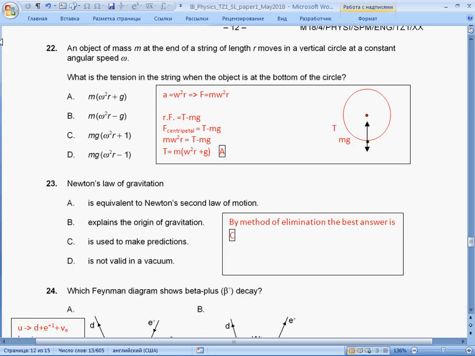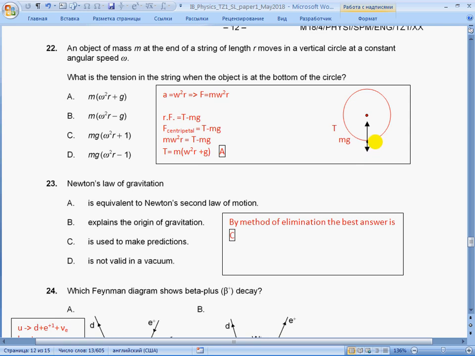Question 22. An object of mass m at the end of a string of length r moves in a vertical circle at a constant angular speed omega. What is the tension of the string when the object is at the bottom of the circle? At the bottom of the circle, we have tension acting towards the center and mg acting away.